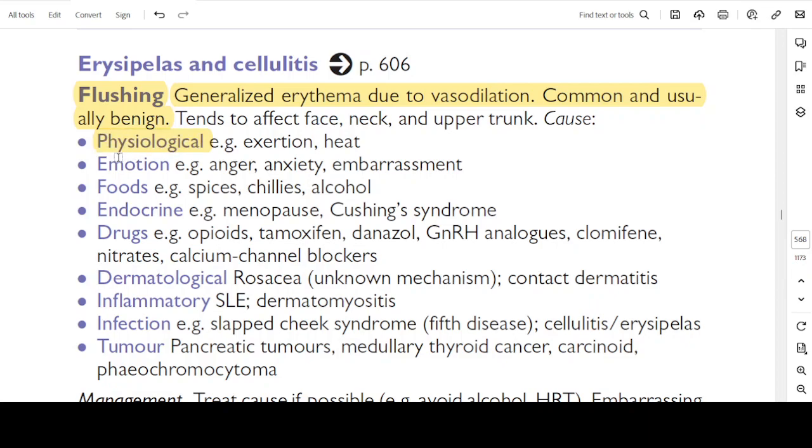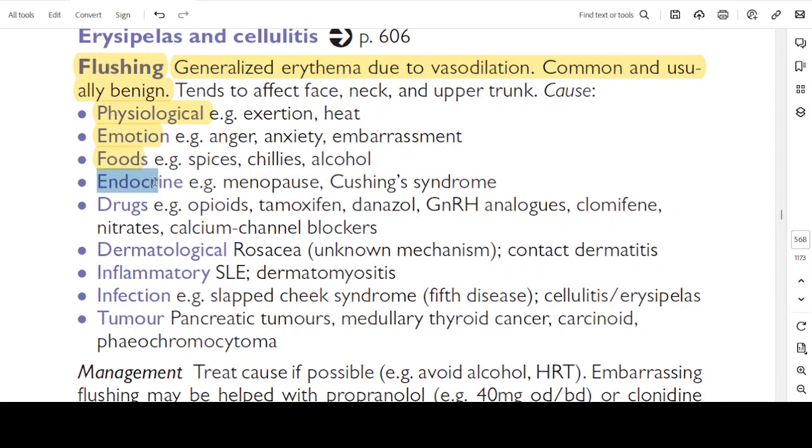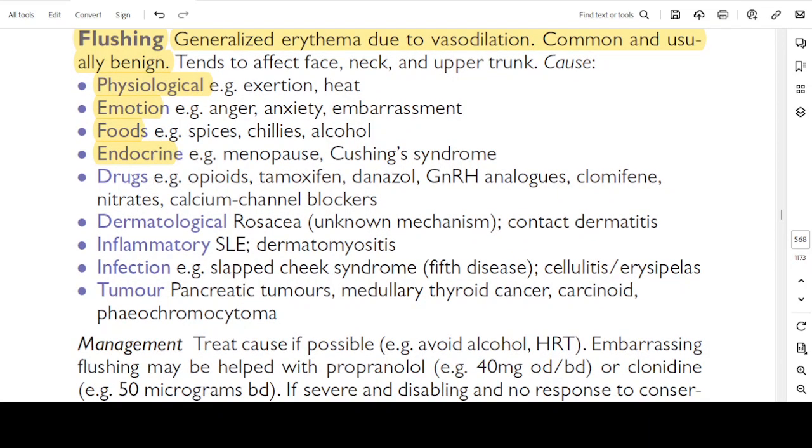Flushing can be due to physiological causes: exertion or heat, emotion, anger, anxiety, embarrassment, food, spices, chilies, alcohol. Endocrine causes: menopause, Cushing syndrome. Drugs: opioids, tamoxifen, danazol, GnRH analogs, clomiphene, nitrates, and calcium channel blockers. So these all cause flushing. Dermatological causes like rosacea can cause flushing.